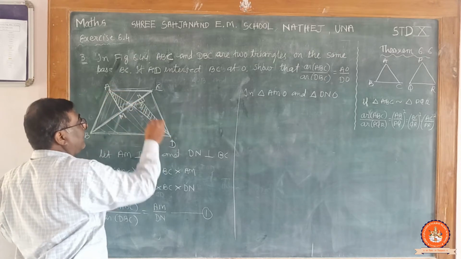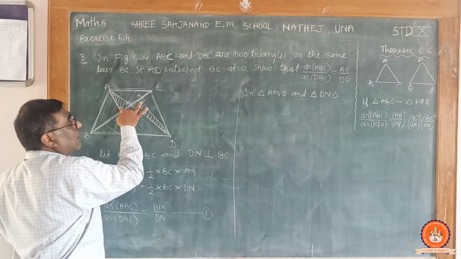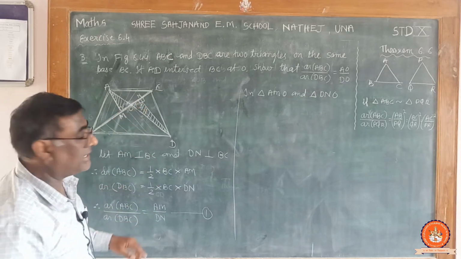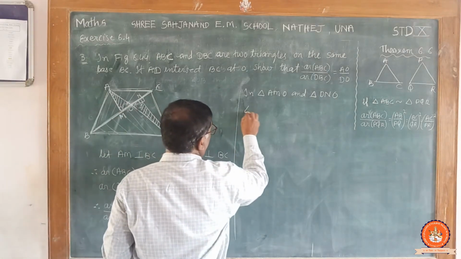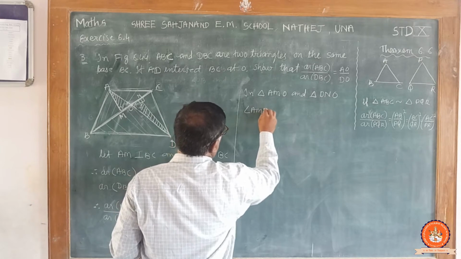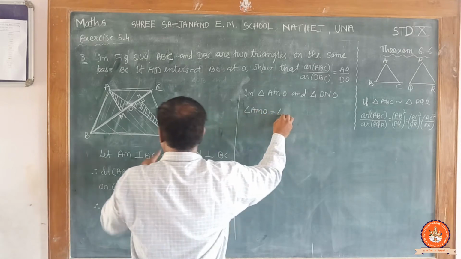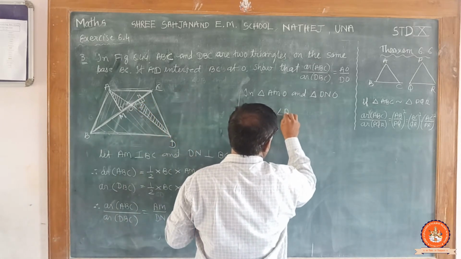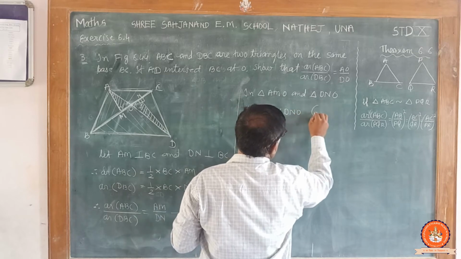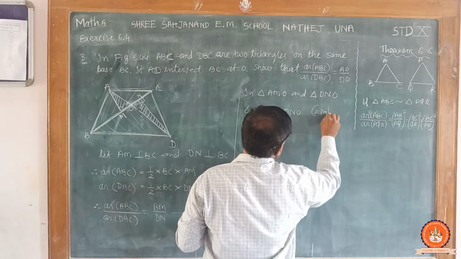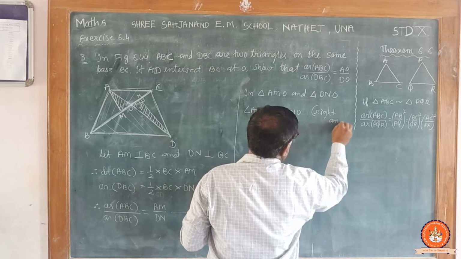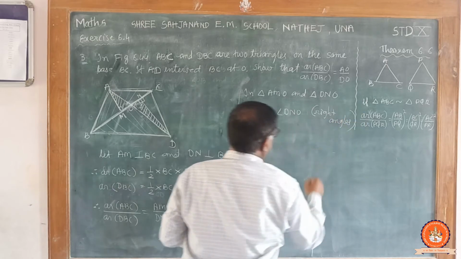In triangles AMO and DNO, the angles at M and N are right angles and that's why they are equal. So angle AMO is equal to angle DNO. Why? They are equal because they are right angles.